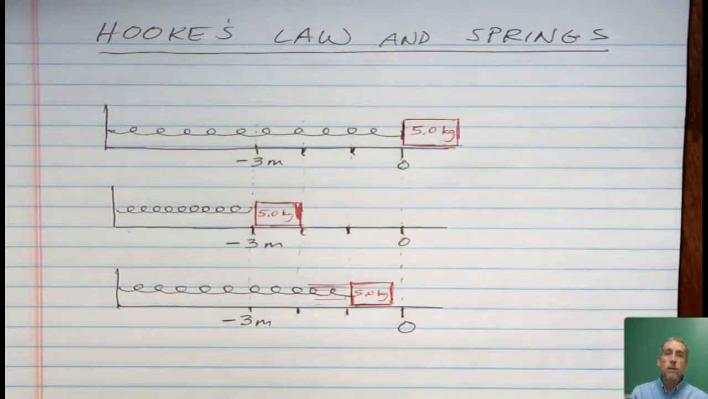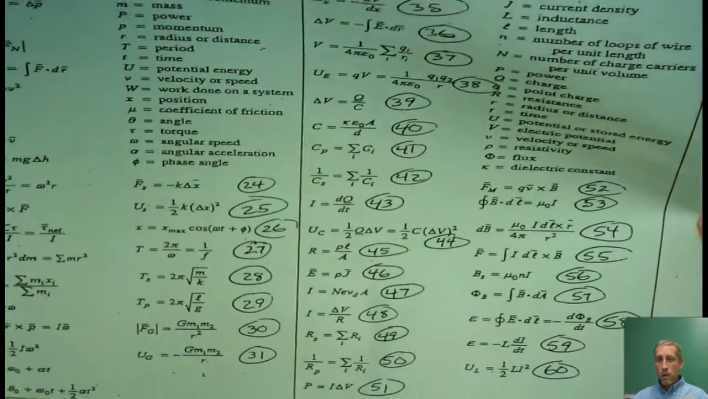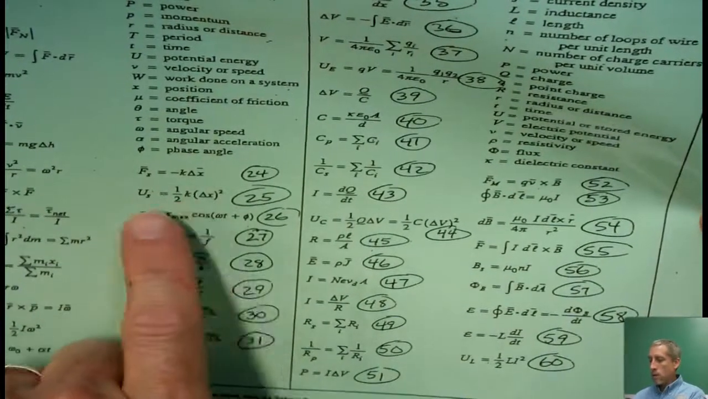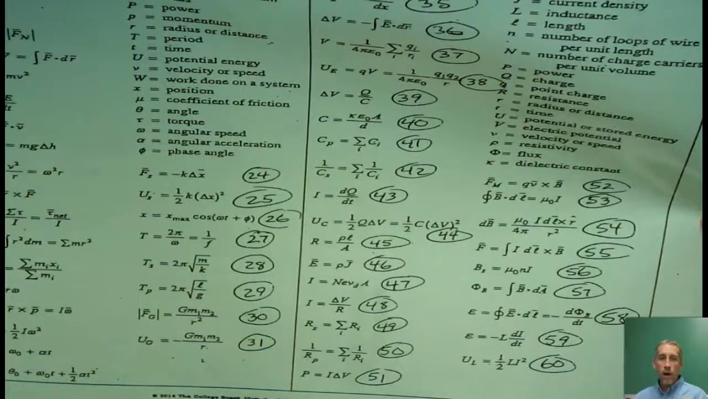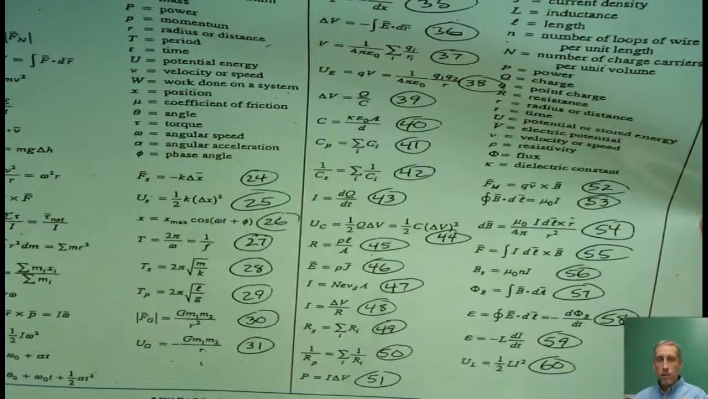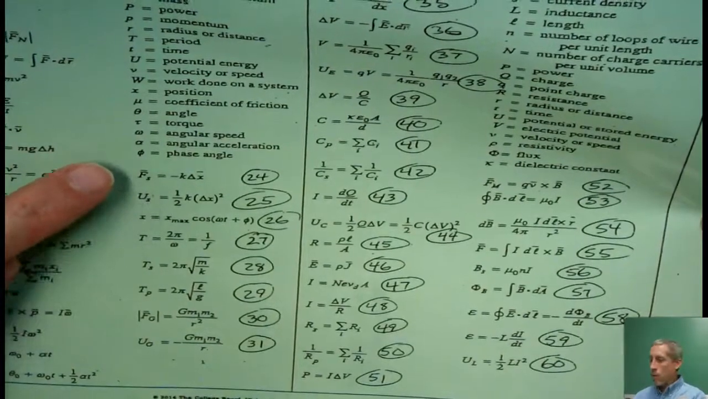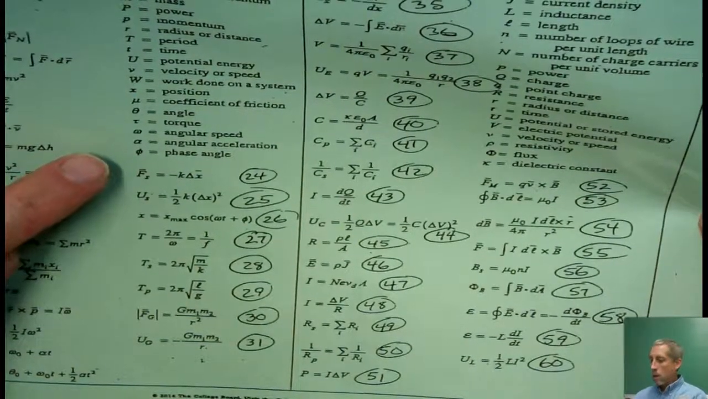Because my class is an AP C level class, I'm going to reference the equation reference page that comes with this class. Looking at the mechanics side, I've numbered mine. I want to point out these equations here numbered 24 and 25. I'm going to write these on my paper in just a second. But 24 describes the force associated with a spring.